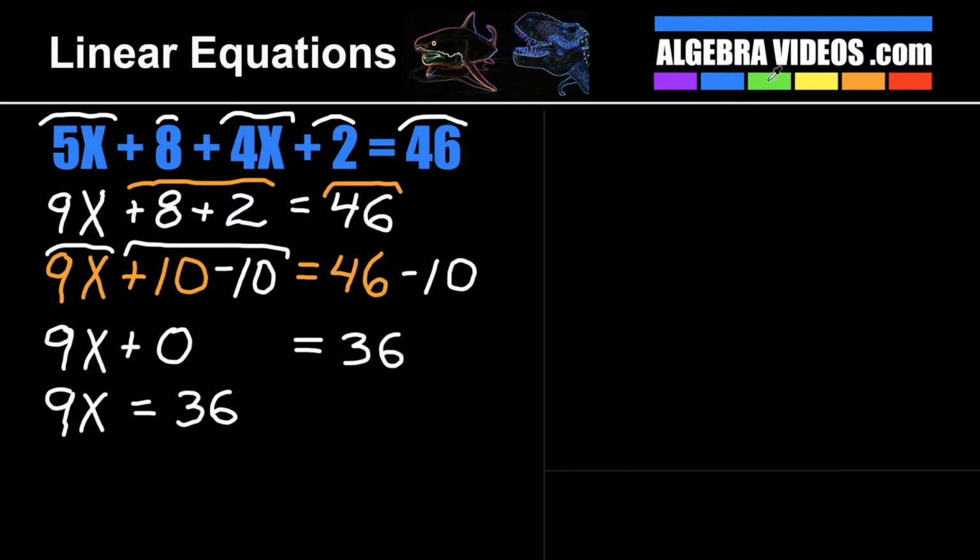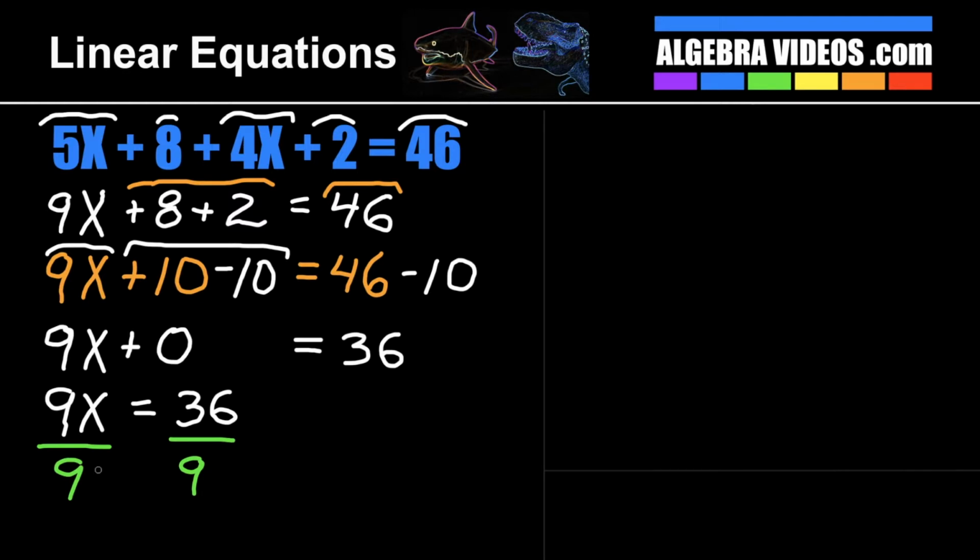So now we have one last step. We need to get rid of the 9, and then we'll have x by itself. So we got 9x equals 36. Since it's 9 times x, I'm going to divide both sides of this equation by 9. How about that? Divide both sides by 9.